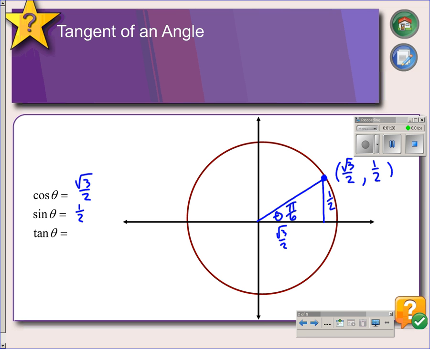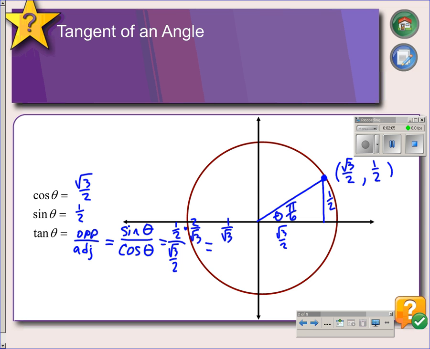But tangent, you know, is opposite over adjacent. So using your unit circle, the tangent ends up being the sine of theta divided by the cosine of theta. So since the sine is 1/2 and the cosine is root 3 over 2, you multiply by the reciprocal and you find that the tangent of pi sixth is 1 over root 3.